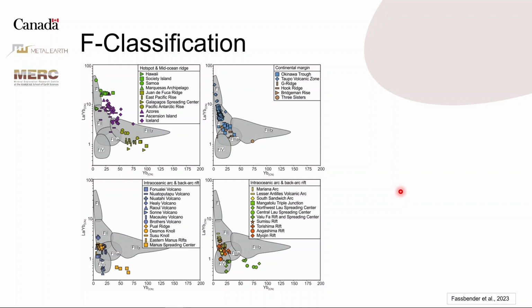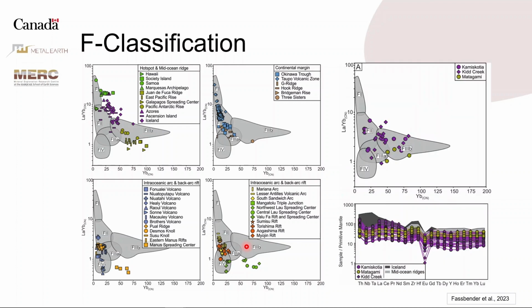However, a few samples from mid-ocean ridges and those mid-ocean ridge-like samples are actually plotting close to or within the F3b array, which is mostly tied to Archean environments.